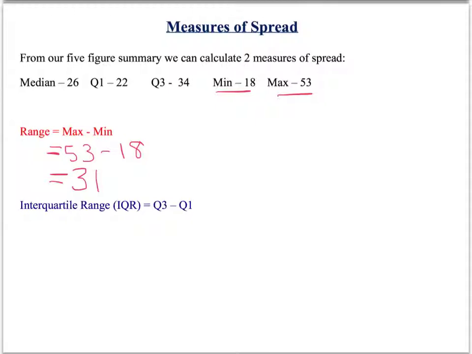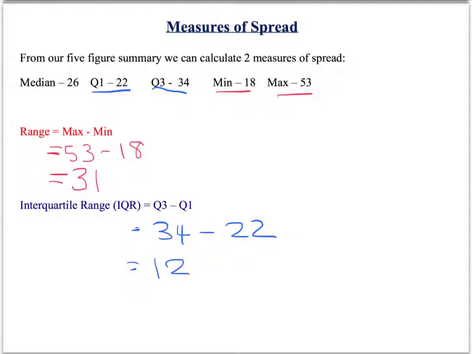Now the interquartile range kind of just looks at the difference between the third and the first quartile. So we're looking at sort of our middle 50% of the data. So to calculate, it's really easy. The third quartile is 34, so we just do 34 minus the first quartile, which is 22. Okay, so the interquartile range is 12.